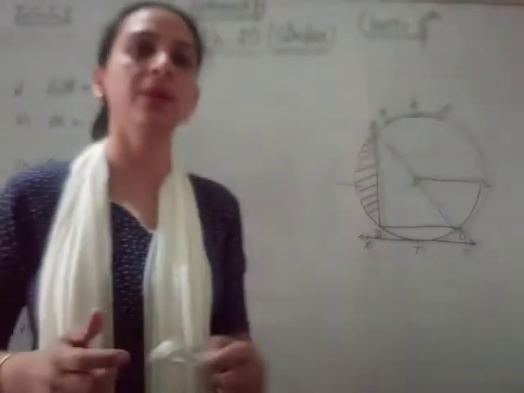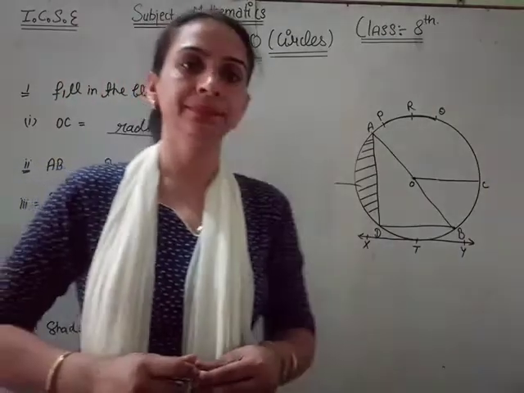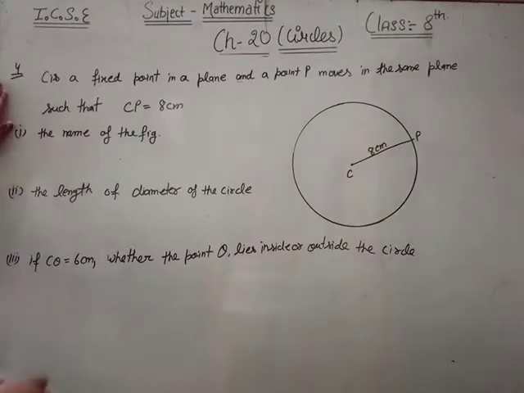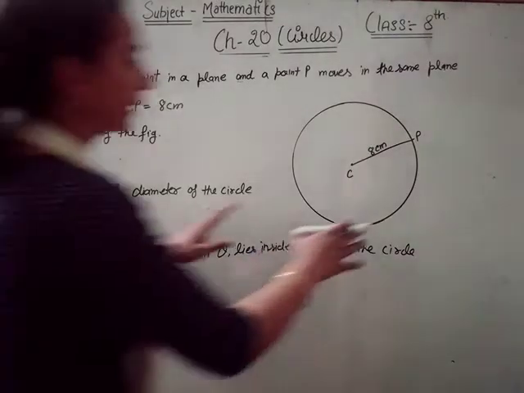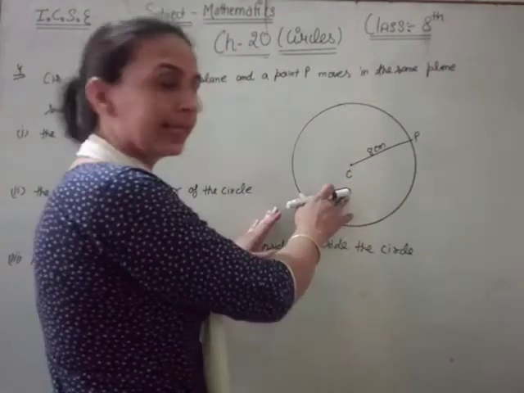Of the circle. Okay student, the second and third questions are true or false questions, you do them yourself. Then next, question number 4. Student, this is a circle, and that is point C.